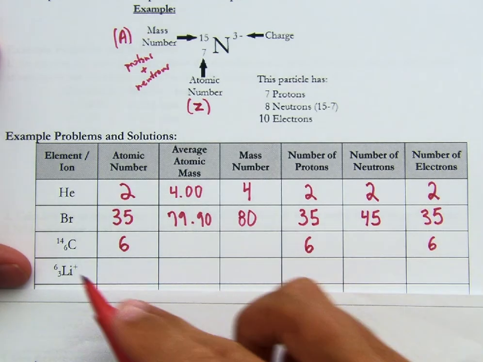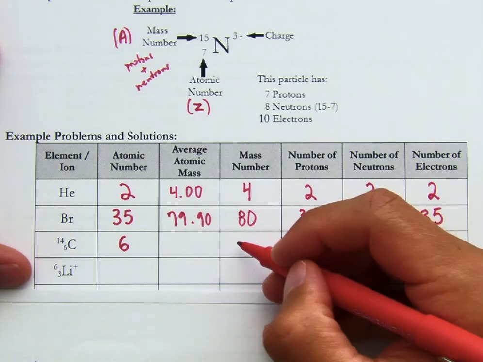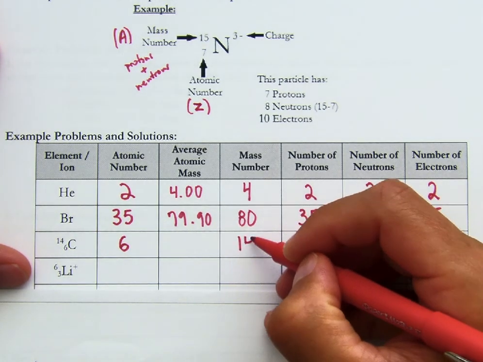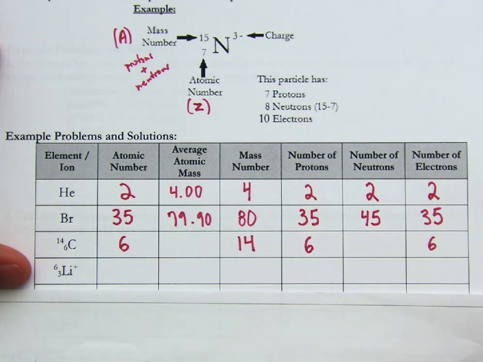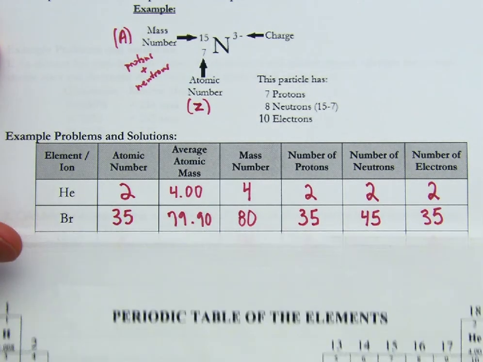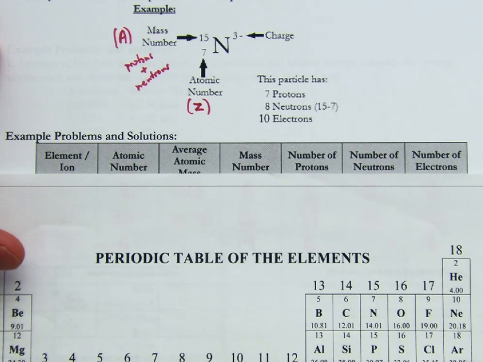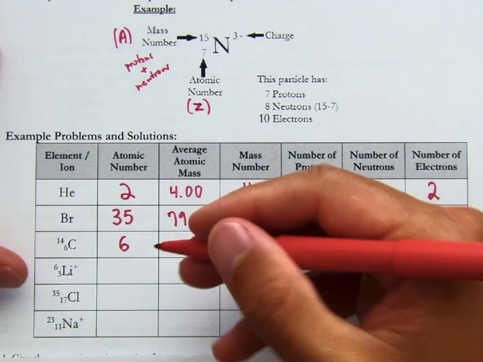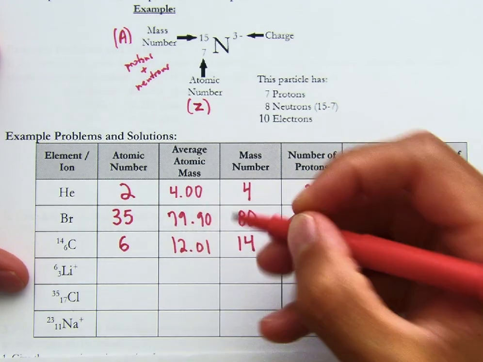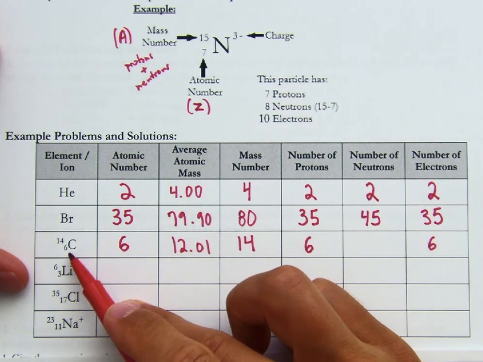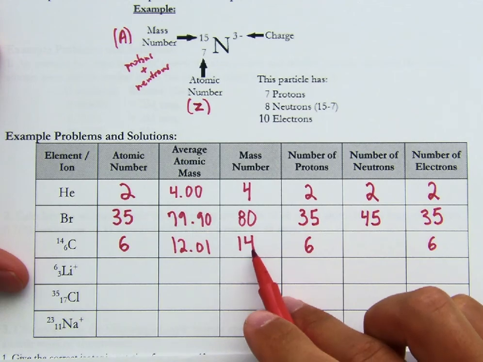Now, the mass number is written right here as 14. The average atomic mass, you have to look on the periodic table for. Okay, and carbon is right here on the periodic table, number 6. It has an average atomic mass of 12.01. So in this case, you can see that the isotope that we have is higher than the average atomic mass.